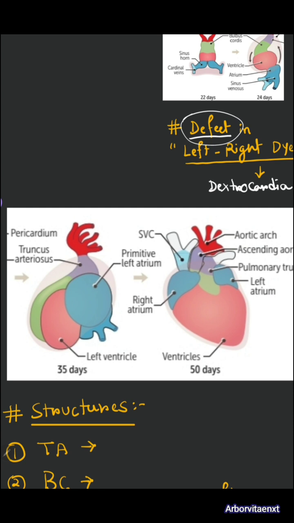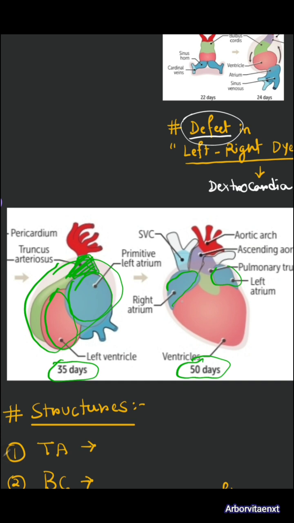Now we are looking at a heart at 35 days of intrauterine life. We can see the truncus arteriosus part has given rise to the vascular outflow tract. This is the primitive left atrium. You can see the pericardial sac outside, and this is the left ventricle developing. On the 50th day of intrauterine life, you can see a structure similar to the adult heart. This is the right atrium, this is the left atrium, these are the ventricles, and you can see the ascending aorta, aortic arch, superior vena cava, pulmonary trunk, and all other things developed properly. So let's discuss the structures which are developed here.